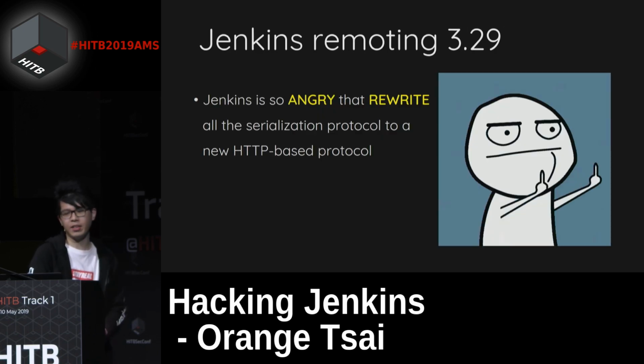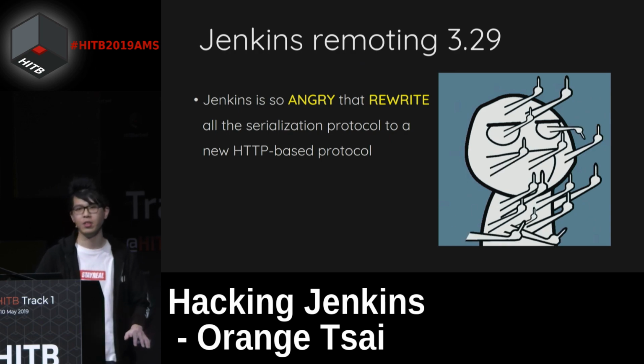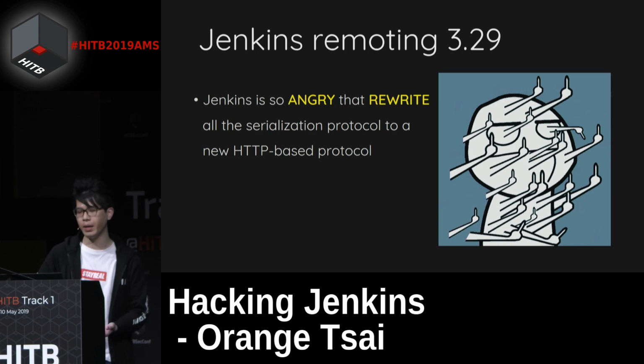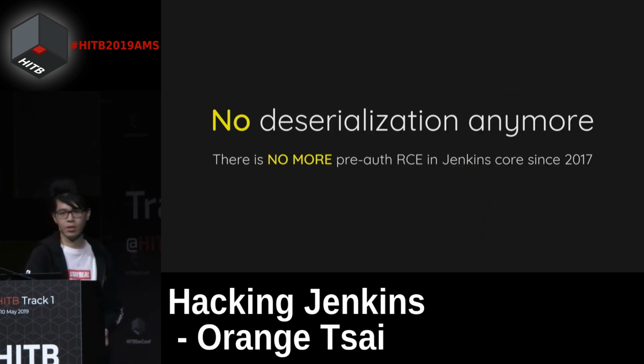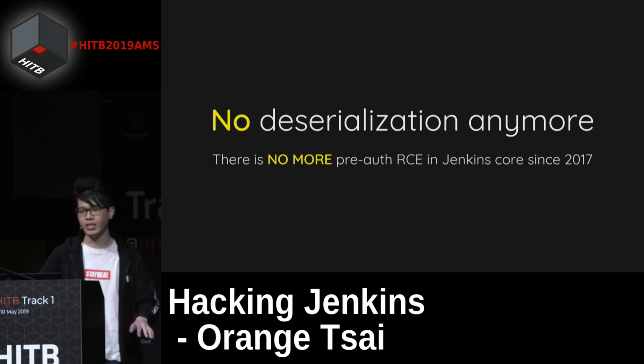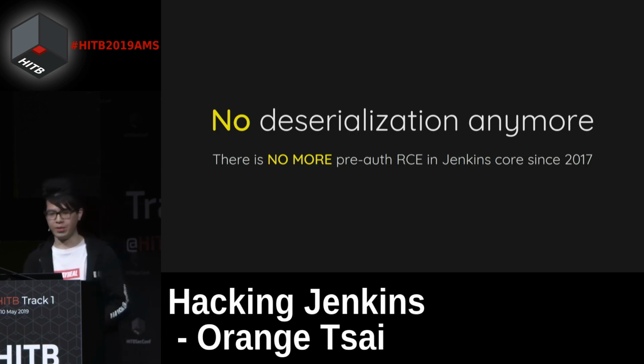So Jenkins got so angry that they rewrote the whole serialization protocol into a new HTTP-based protocol. So there is no deserialization bug in Jenkins anymore. This is a good decision, and it works perfectly. In fact, there has been no more remote code execution vulnerability since 2017.